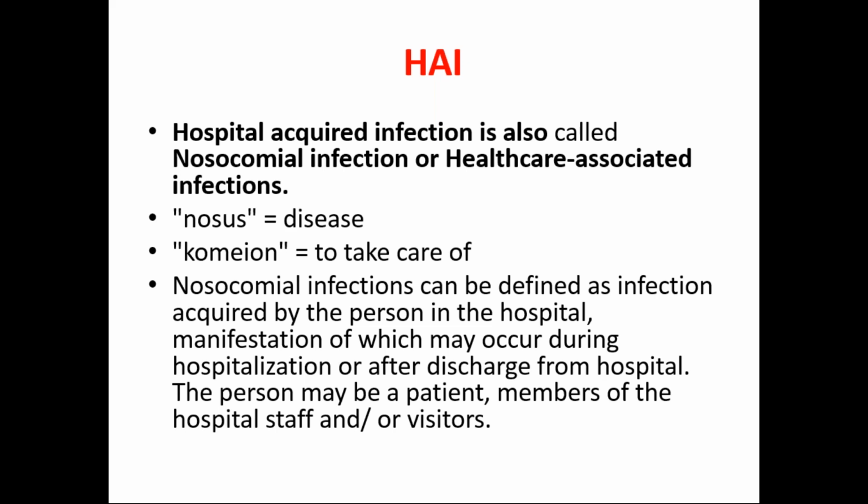Or a healthy person came to meet his relatives, stayed that night with the relative itself because no one was there to take care of the patient. If that person has acquired some infection, maybe a cough, cold or fever, urinary tract infection or any type of infection, it's also a nosocomial infection. Understood? So what is a nosocomial infection or hospital-acquired infection? It is defined as an infection acquired by a person in the hospital, manifestation of which may occur during hospitalization or after discharge from the hospital.